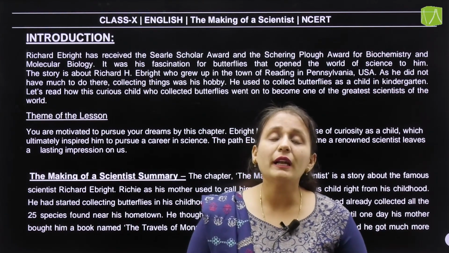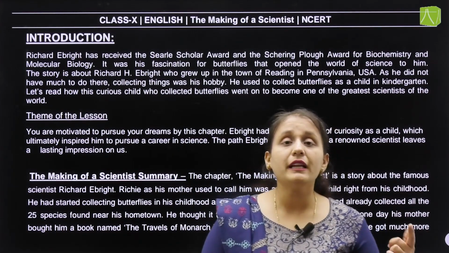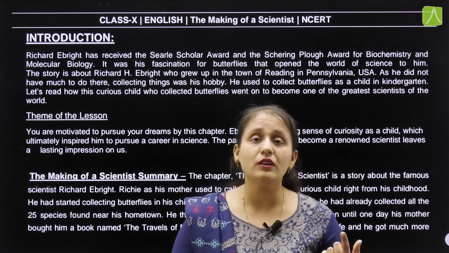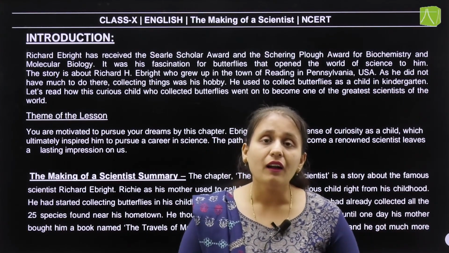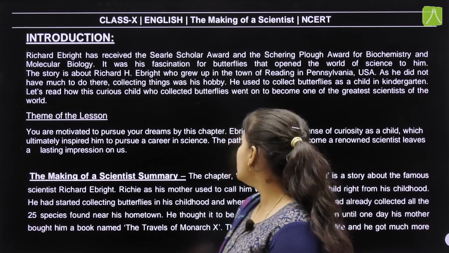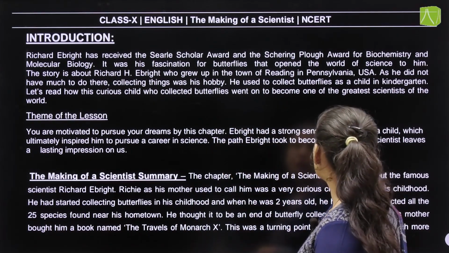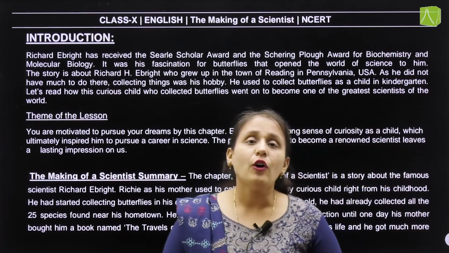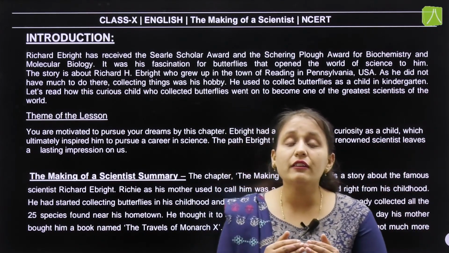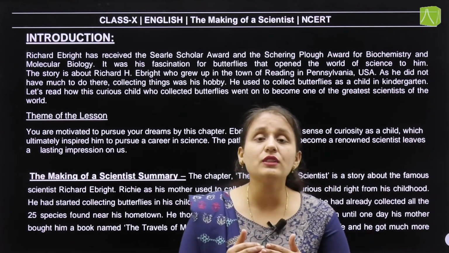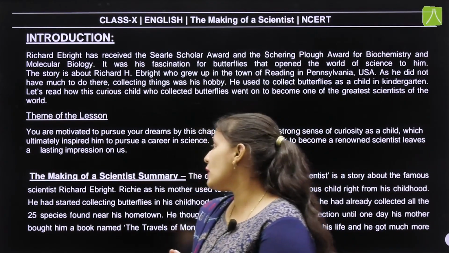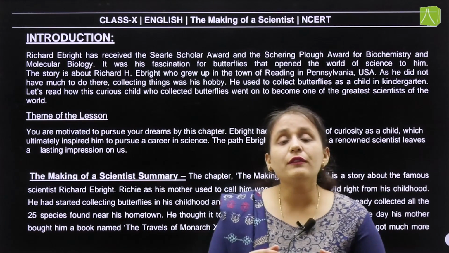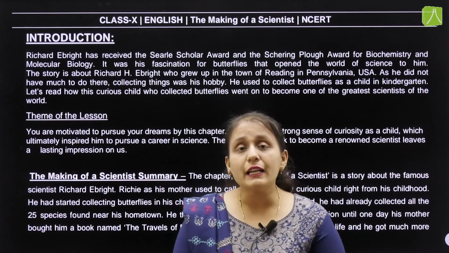To learn more and more about them, to research on them, how they are coming into this world, how they are going back, what is their routine. So the path Abride took to become a renowned scientist leaves a lasting impression on us. और जो path उन्होंने choose किया था एक renowned scientist बनने के लिए, it leaves a great impression on us. So now let's read a summary where we will come to know more about his life and how he became a scientist.